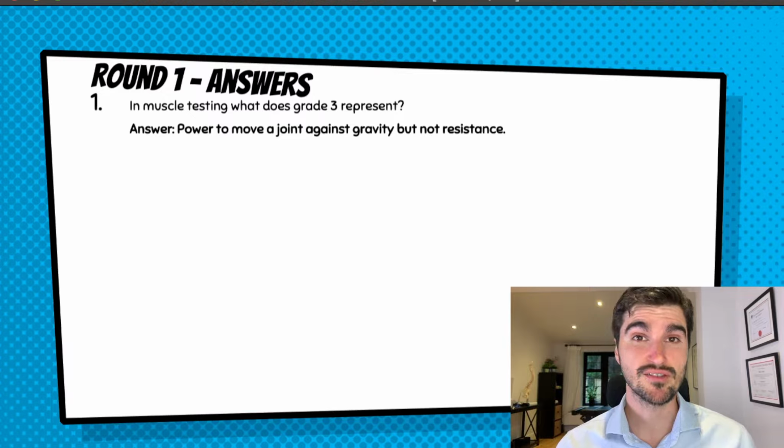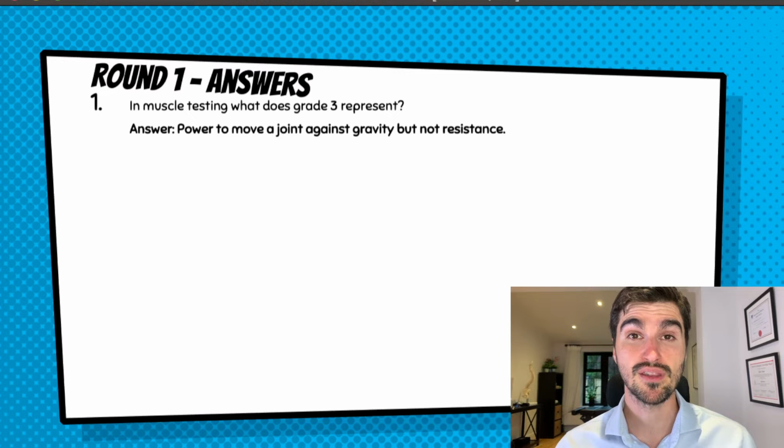So 0 would be there's no muscle activation there at all. You can't see anything, can't feel anything, can't get any reaction from that muscle. Grade 1 would be there's some sign of muscle activation, but no movement. So you might see a muscle twitch, but there's no movement of that muscle at all. Grade 2 would be that there's some sign of muscle activation, maybe some movement when you remove gravity.